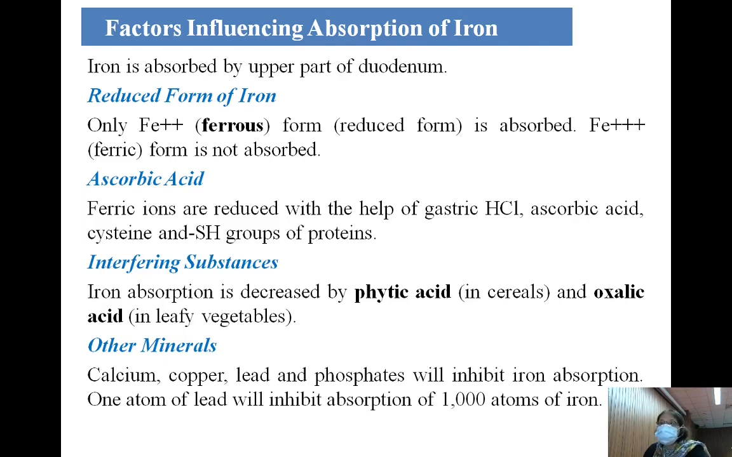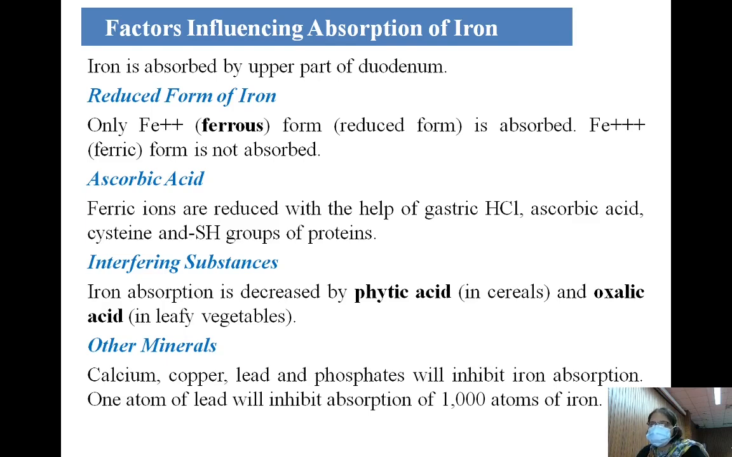Now, factors influencing iron absorption. Please remember this one: iron metabolism is always regulated at the level of absorption rather than excretion. There is no definitive excretion of iron, isn't it? That's why iron metabolism is regulated during the absorption phase. Iron is absorbed by the upper part of the duodenum.